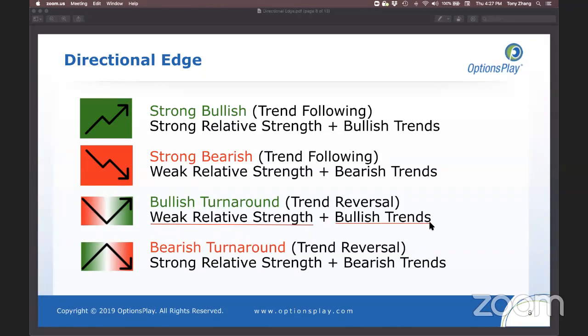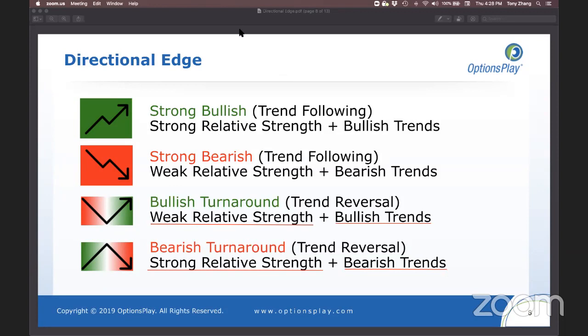Conversely, a bearish turnaround is a stock that currently has strong relative strength. So stocks that are outperforming the overall market, but have started to exhibit bearish trends recently. So stocks that have been very strong, but seem to have peaked already and are starting to turn lower. If you're in these stocks, it's time to potentially start selling them or start getting more aggressive on the covered calls that you sell on these stocks.